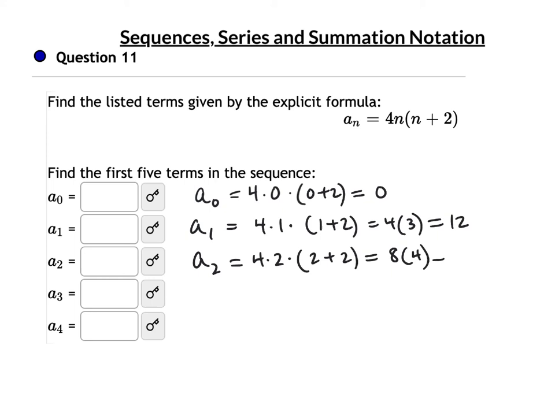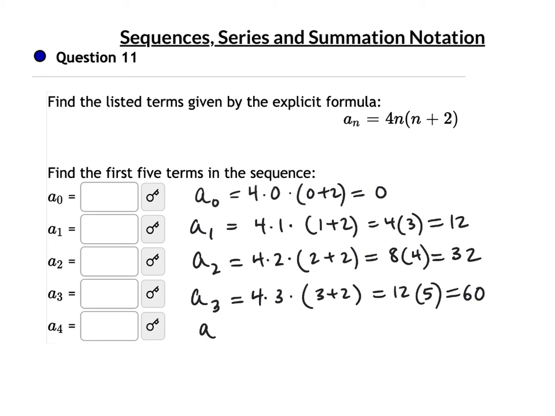A sub 3, 4 times 3 times 3 plus 2, that's 12 times 5, 60. A sub 4 is 4 times 4 times 4 plus 2, 16 times 6, that's 96.